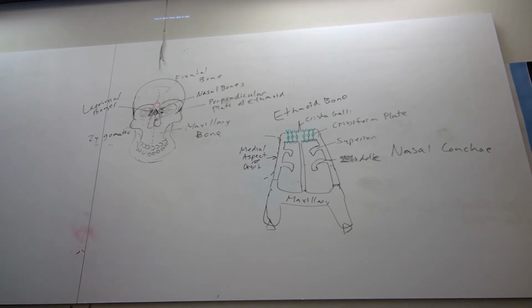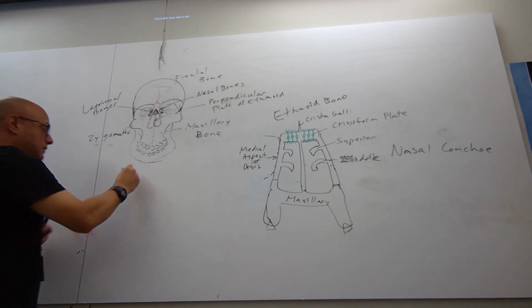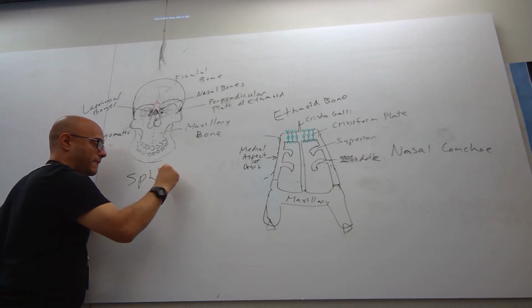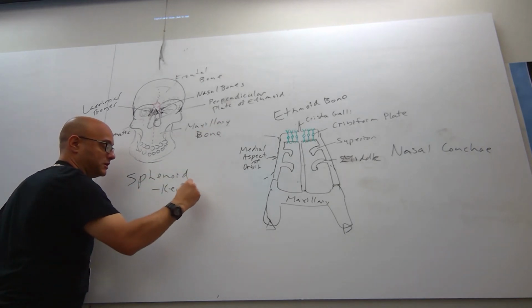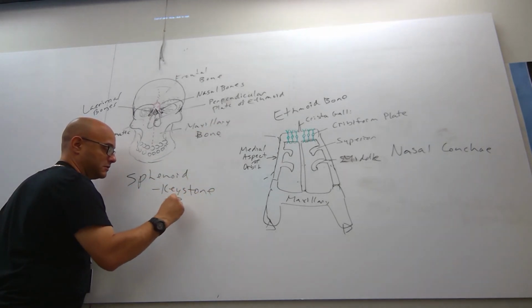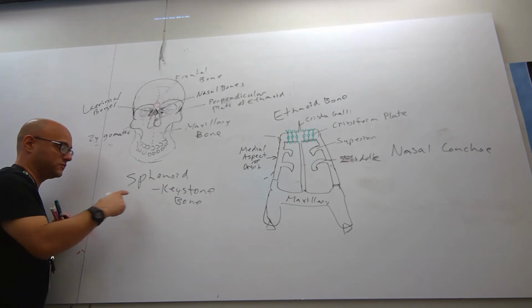Behind the ethmoid, you have the sphenoid. And the sphenoid is the keystone bone. What do I mean by that? Well, I call the sphenoid bone the keystone bone. I know they probably call the ethmoid the keystone bone, but I would say it's more the sphenoid.